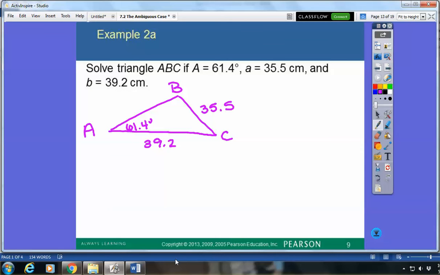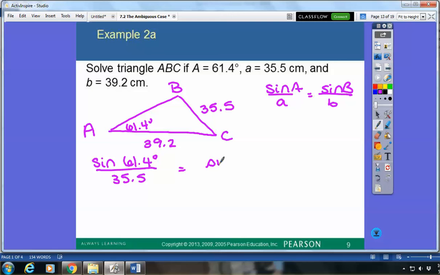What should we find first here? Angle B. So since I want to find an angle, let's put our signs on top. We have information about A, so we are going to do sine A over A equals sine B over B. So that would be sine of 61.4 degrees over 35.5 equals the sine of B over 39.2.